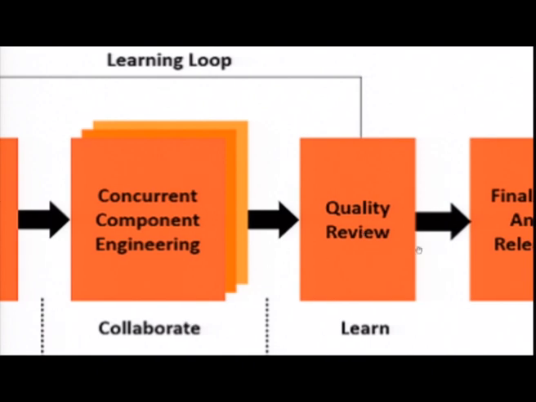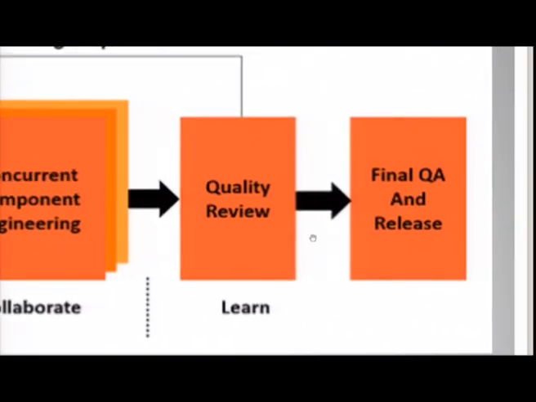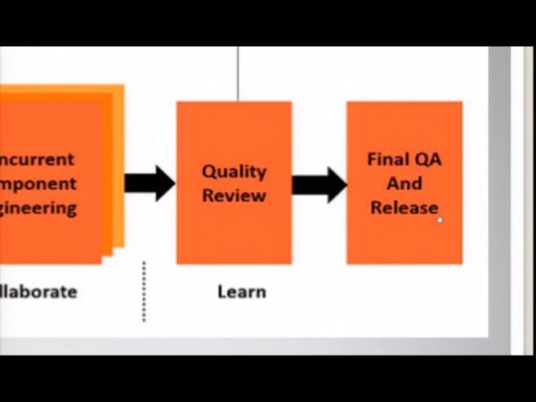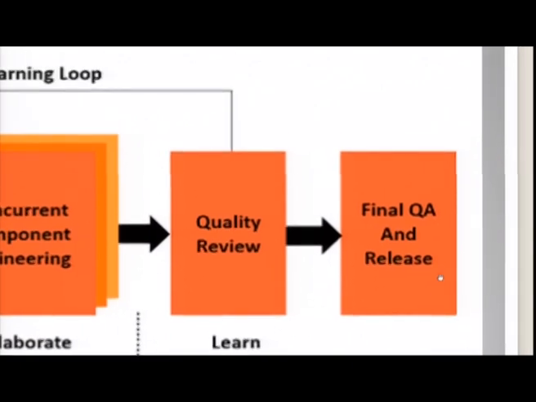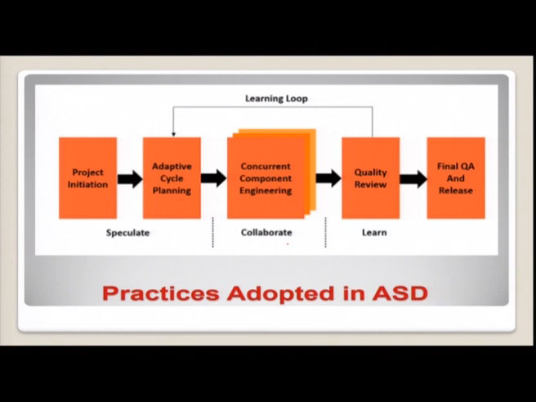So, after quality review, you do a quality assurance check, and you give a final quality assurance check, and you release the product or a feature application to the customer. So, these are the practices that are adopted in adaptive software development.